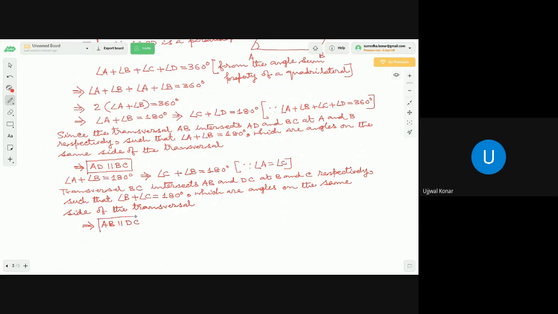So we got AD is parallel to BC. Let's keep this as result 1. And then we get that AB is parallel to DC, result 2. So from 1 and 2, we conclude that ABCD is a parallelogram.